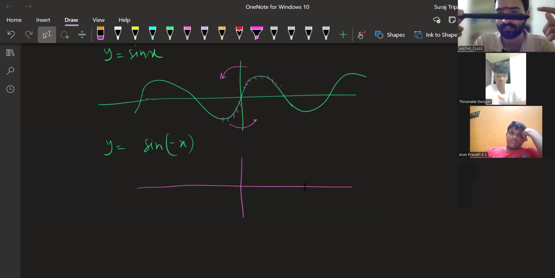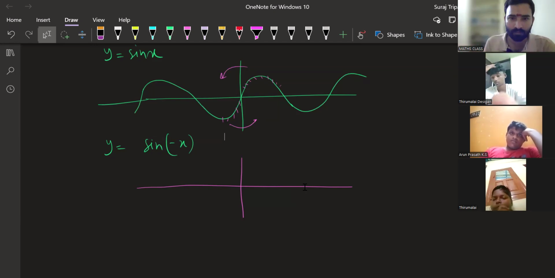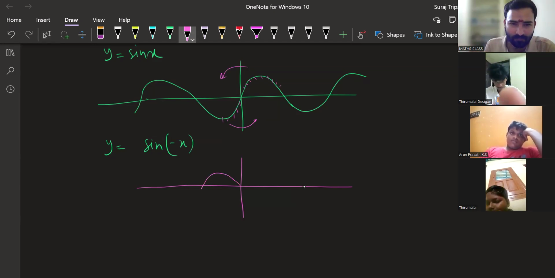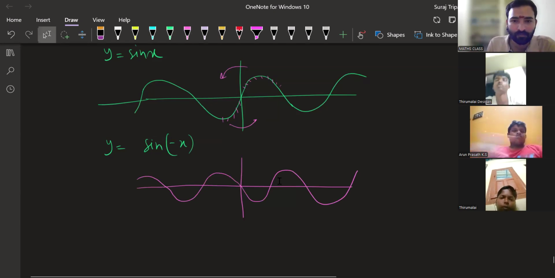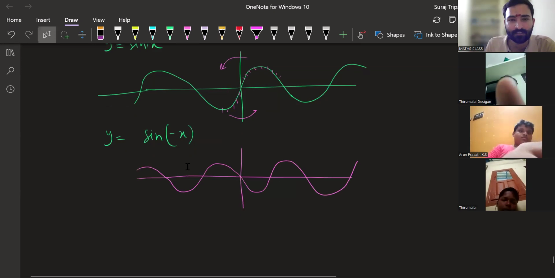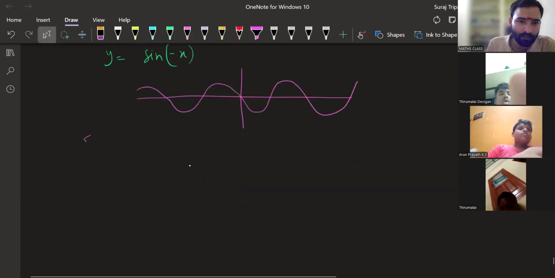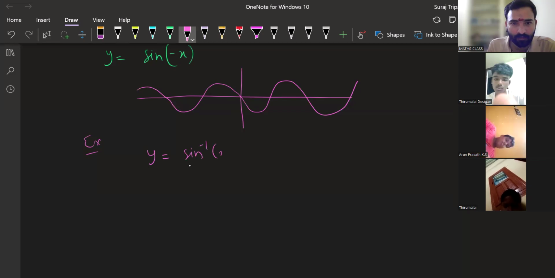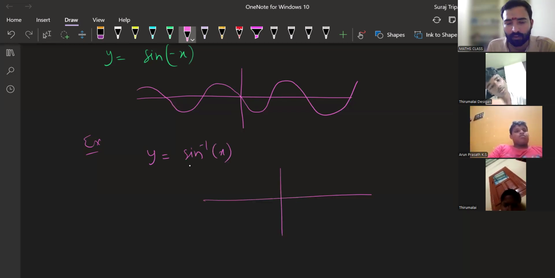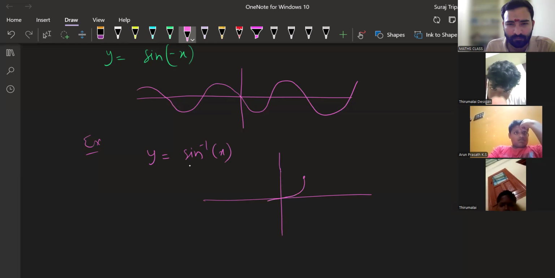The graph of sine of minus x will be like this. So its graph will be like this. This is the graph if you are putting minus x in place of x. Again, for example, the graph of y equals sine inverse x is like this. This is the graph of sine inverse x.